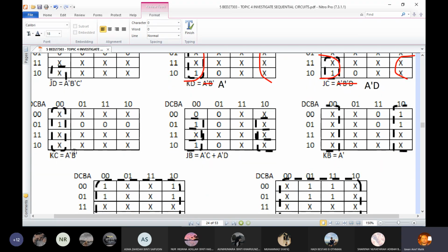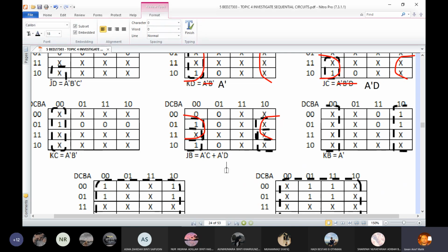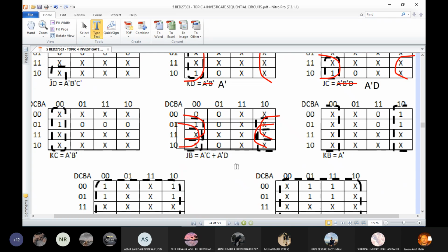Okay, and then K, C, you can group this only for one group like this. Okay, tak boleh nak besarkan lagi. So it is A bar dengan B bar lah. C dengan D berubah. Okay, and then this one, 1, 2, 1, 2, 1, 2. Okay, so this is a bit complicated. Dia sebenarnya group dia macam ni lah. Okay, mula-mula yang ni 2. Lepas tu second one yang bawah ni.